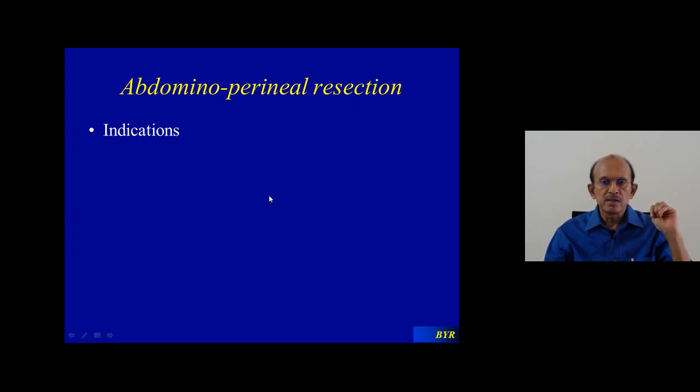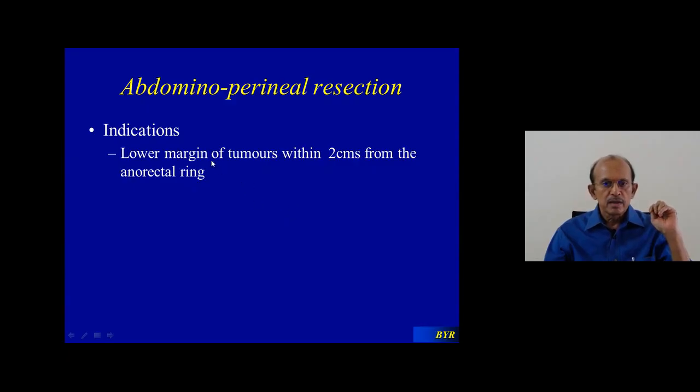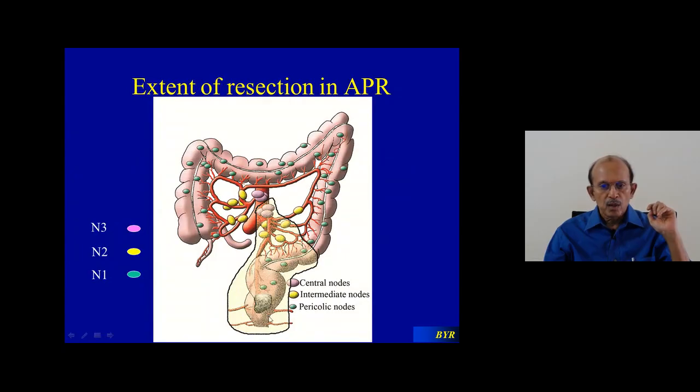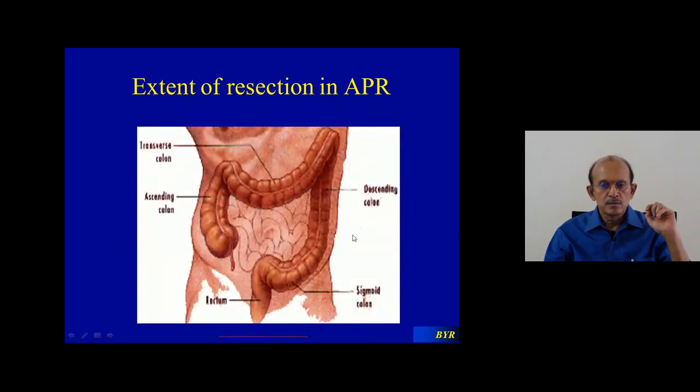Abdominoperineal resection. That means this is excision of the rectum with the anal canal. Indications: lower marginal tumors within 2 centimeters from the anorectal ring, and anaplastic tumors. The colon is brought out as a terminal colostomy after excision of the rectum and anal canal. So you remove the sigmoid, the rectum, and the anal canal, including the mesentery up to the inferior mesenteric artery. So the patient is left with a colostomy.